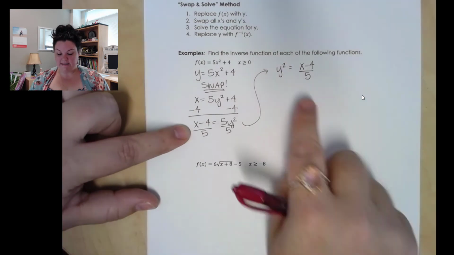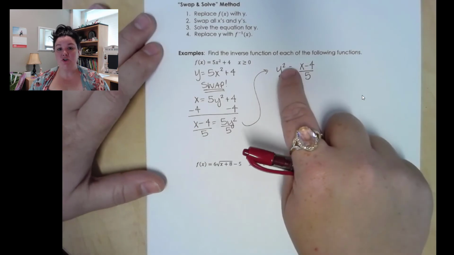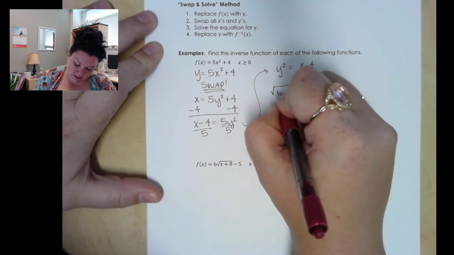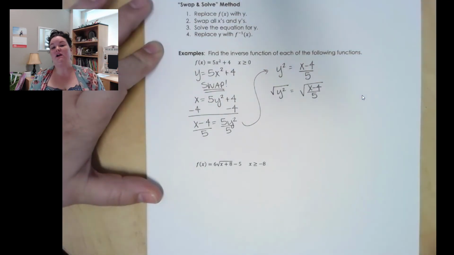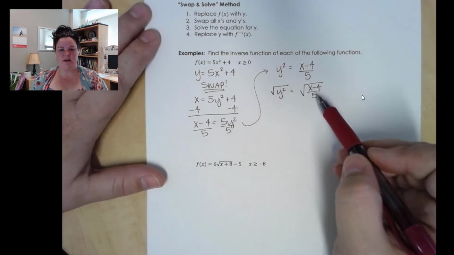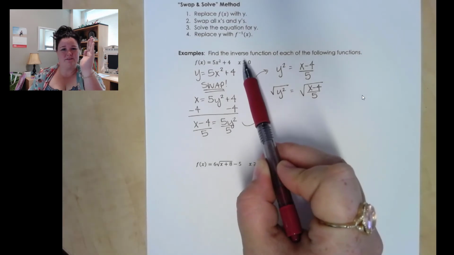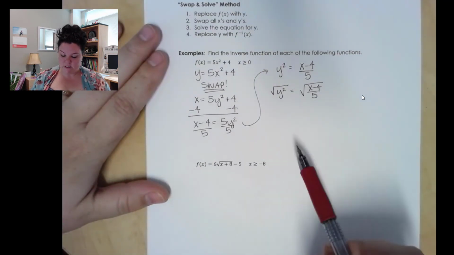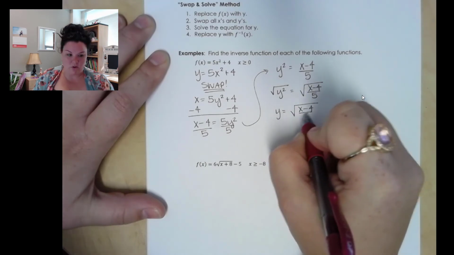And then I need to get y by itself because right now it's solved for y squared, not y. So remember, the way that we undo a square is by taking the square root. So I'm going to take the square root of y squared, and I'm going to take the square root of x minus 4 over 5. Now notice here I didn't do plus or minus. Normally when we're solving using square roots, we have to do plus or minus, but I didn't do that here because that domain is restricted and we only have that positive side of the parabola that we're looking at. So I don't need the plus or minus on this one. So I'm left with y is equal to the square root of x minus 4 all over 5.